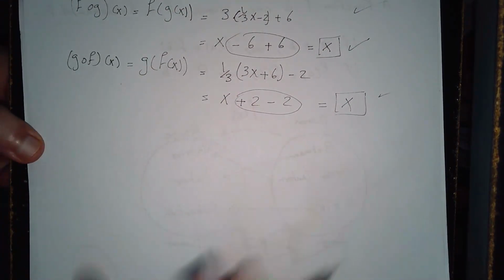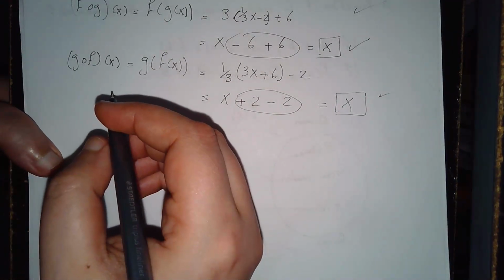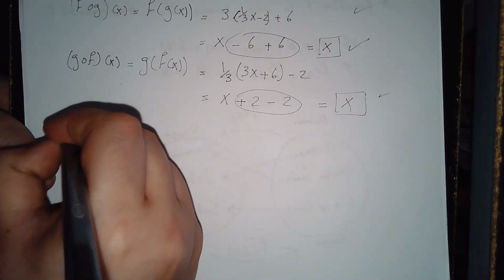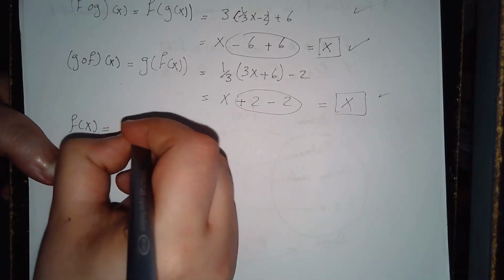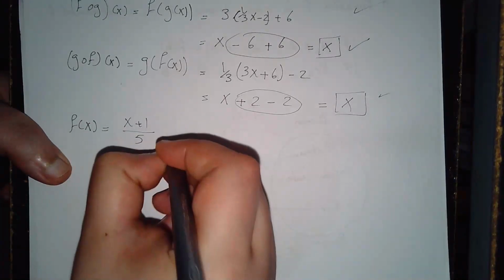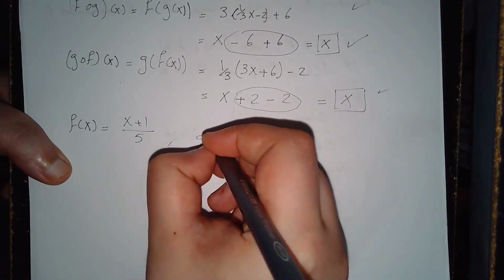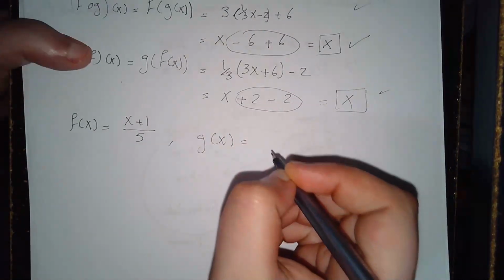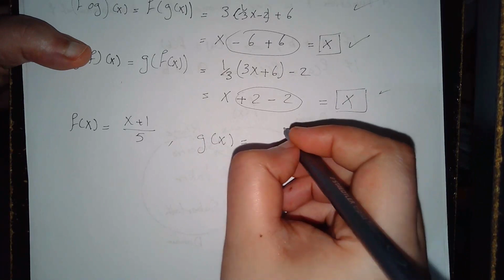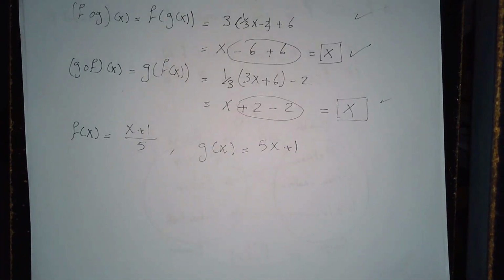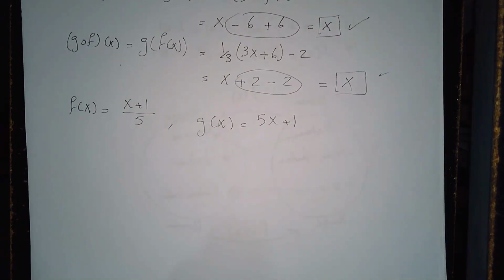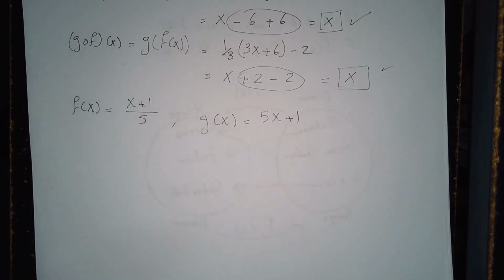Okay, here's another example. In this one, f of x is what? (x plus 1) over 5. And g of x is 5x plus 1. Now looking at these two, do you think they're going to be inverse functions? Do you guess they're going to cancel each other out?